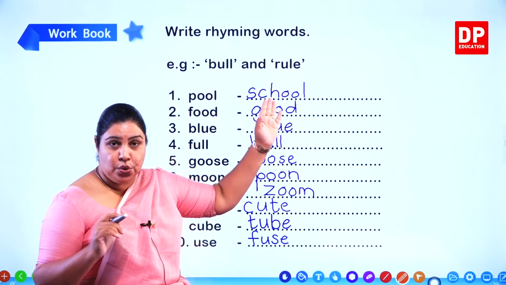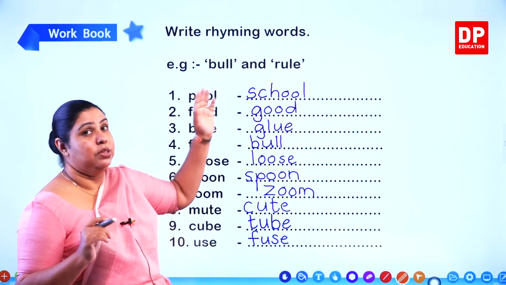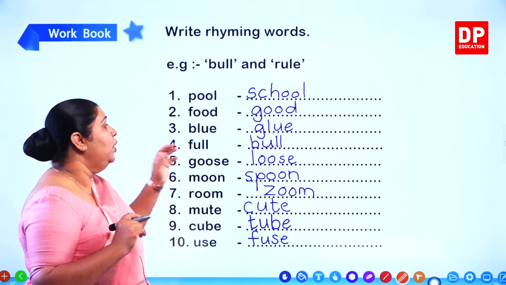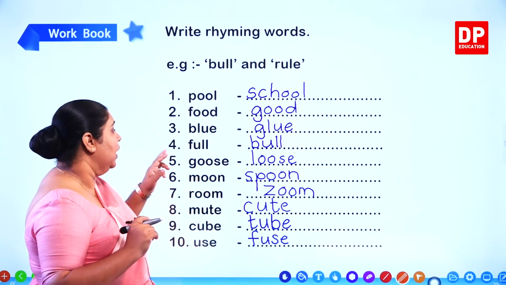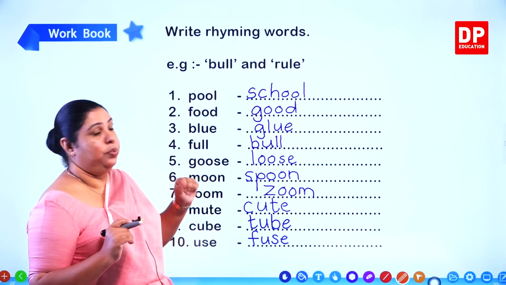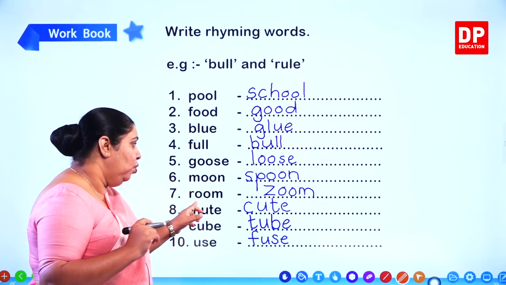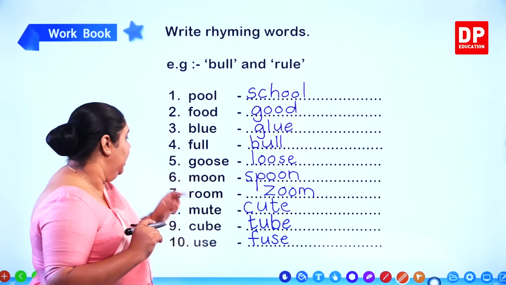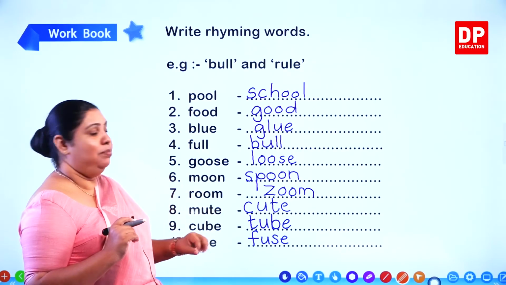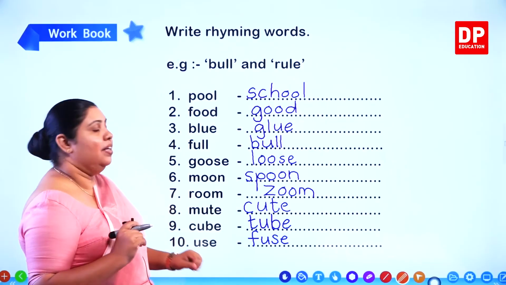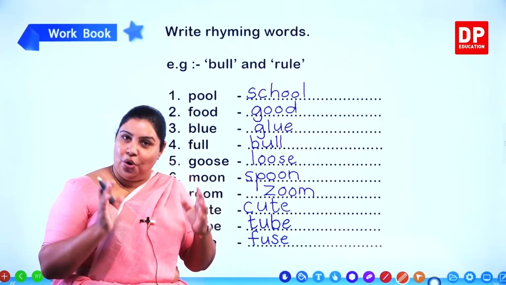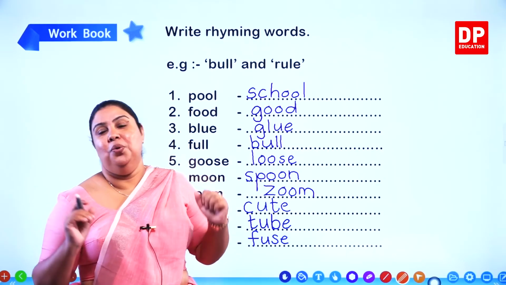Pool rhymes with school. Food rhymes with good. Blue rhymes with glue. Full rhymes with bull. Goose rhymes with loose. Moon rhymes with spoon. Room rhymes with zoom. Mute rhymes with cute. Cube rhymes with tube. Use rhymes with fuse. So that is all about the short oo and the long oo sound.